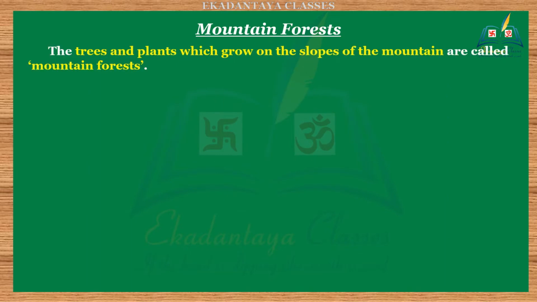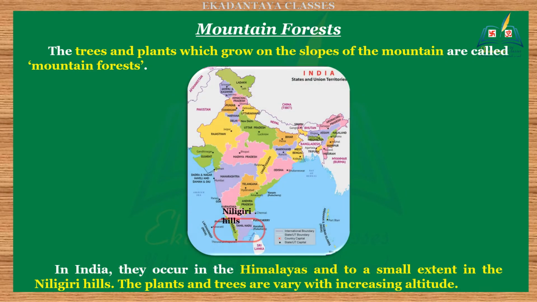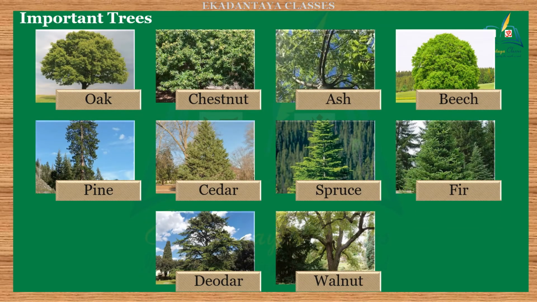Mountain forests. The trees and plants which grow on the slopes of the mountains are called mountain forests. In India, they occur in the Himalayas and to a small extent in the Nilgiri hills. The plants and trees vary with increasing altitude. The important trees are oak, chestnut, ash, beech, pine, cedar, spruce, fir, deodar and walnut.